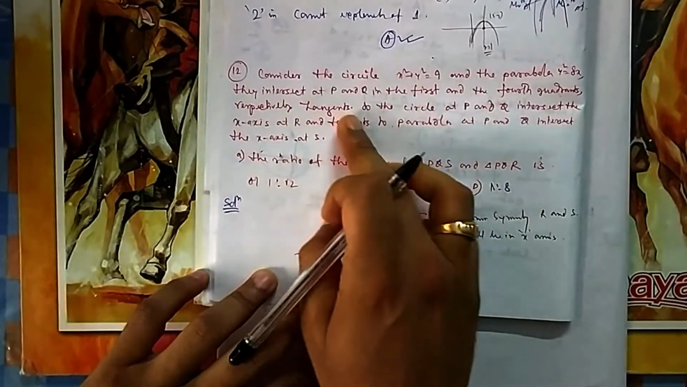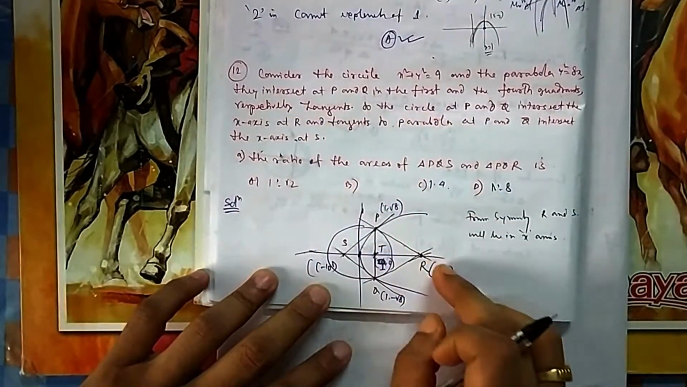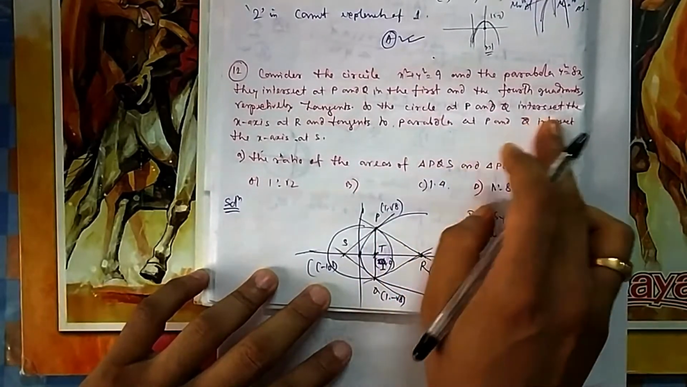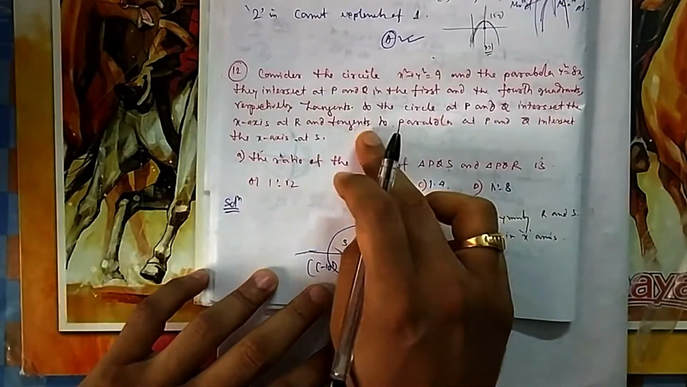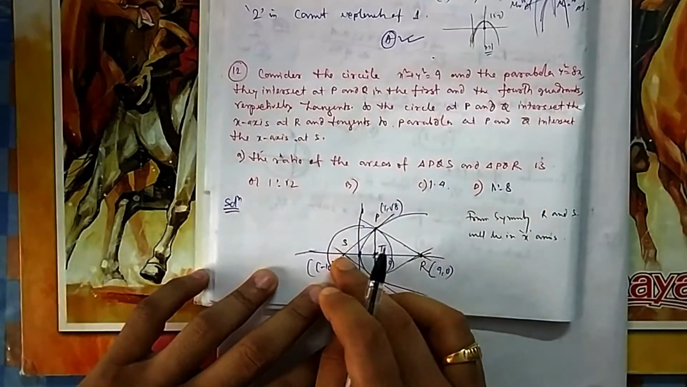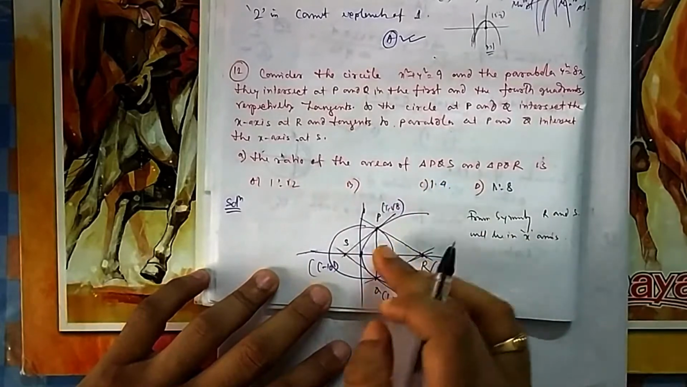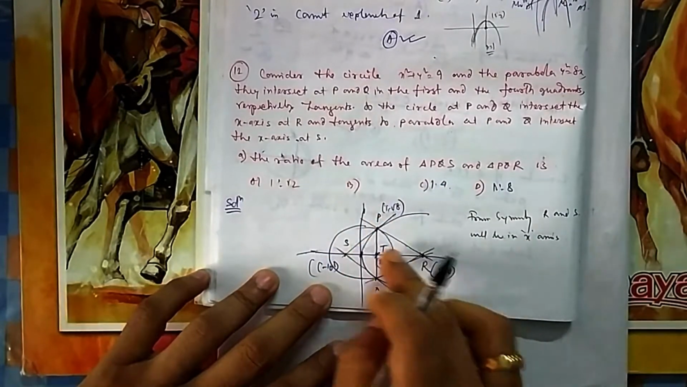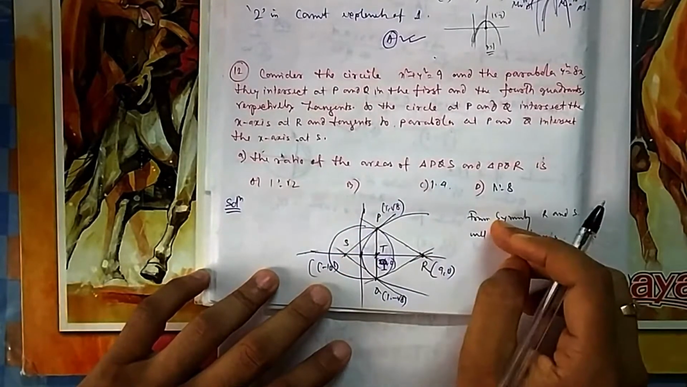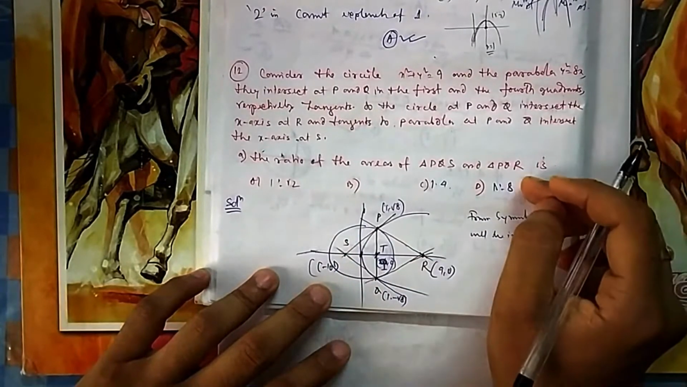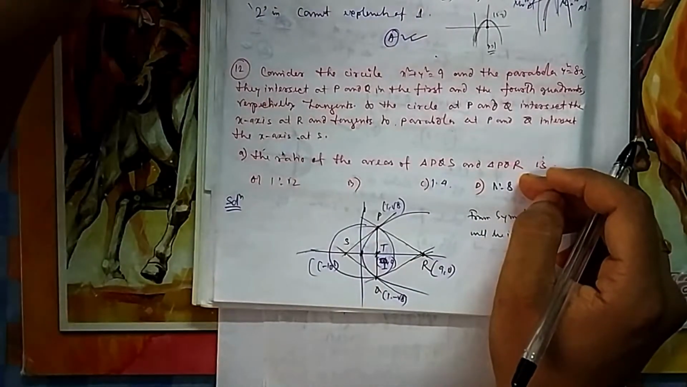And the tangents to the circle at P and Q meet and intersect the x-axis at R, and the tangents to the parabola at P and Q meet at S. Find the ratio of the areas of PQS and PQR. So first you need to find all these points. Once you know these points, then obviously you can find it.